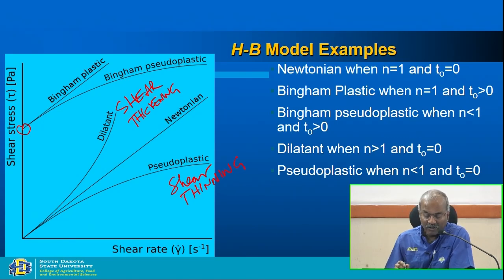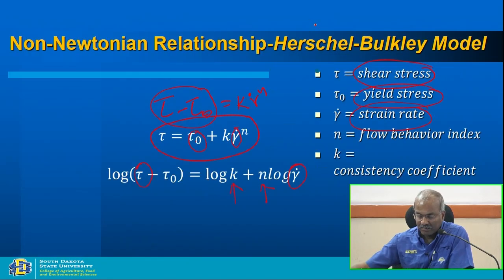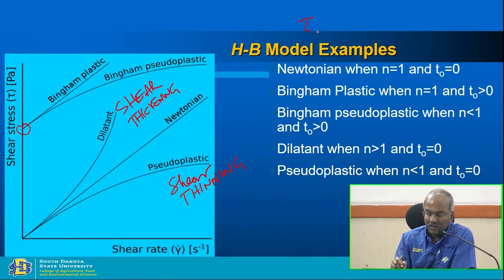So if we go back to that model equation, tau is equal to tau 0 plus K gamma dot to the power N.